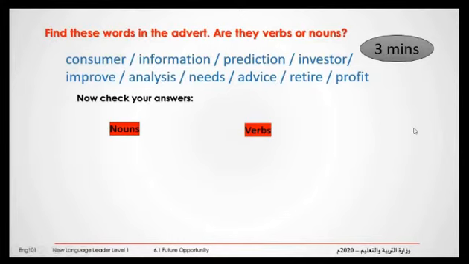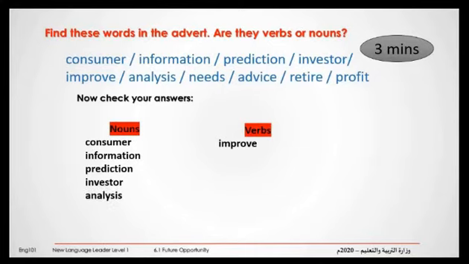Okay, dear students, let's check your answers. Consumer, noun. Information, noun. Production, noun. Investor, a noun. Improve is a verb. Analysis, a noun. Needs, a noun. Advice, a noun. Retire, a verb. Profit, a verb or a noun.